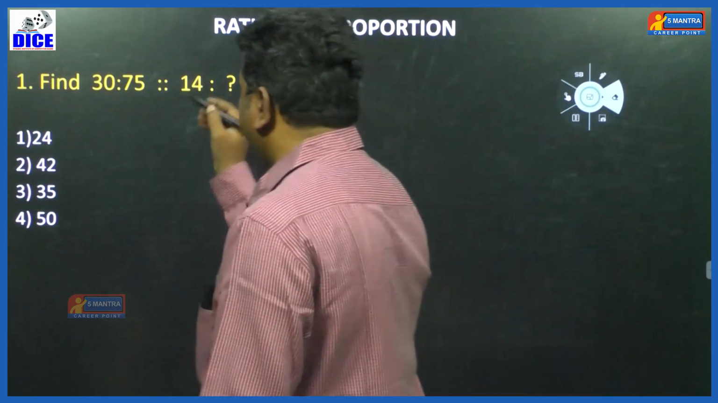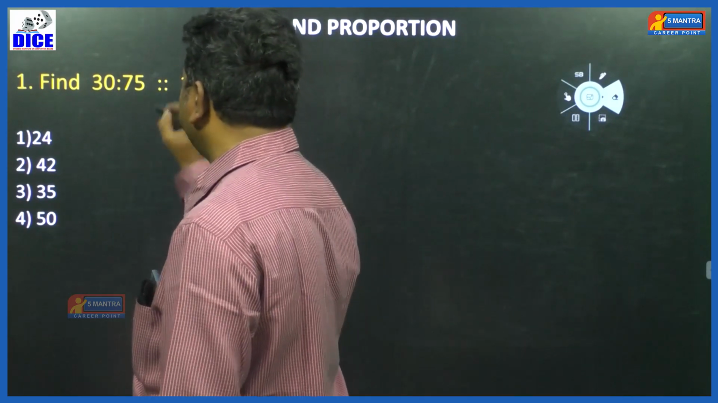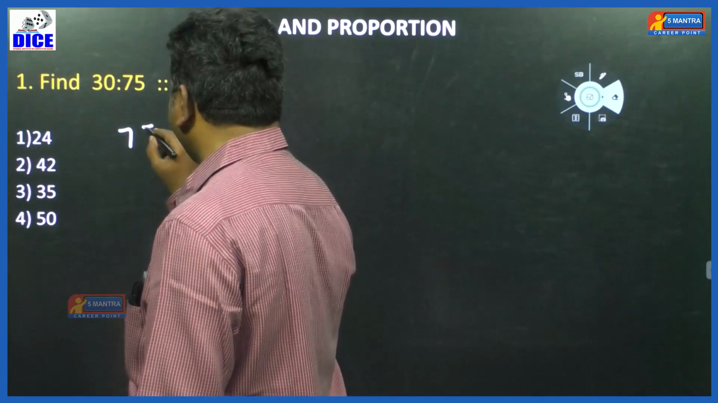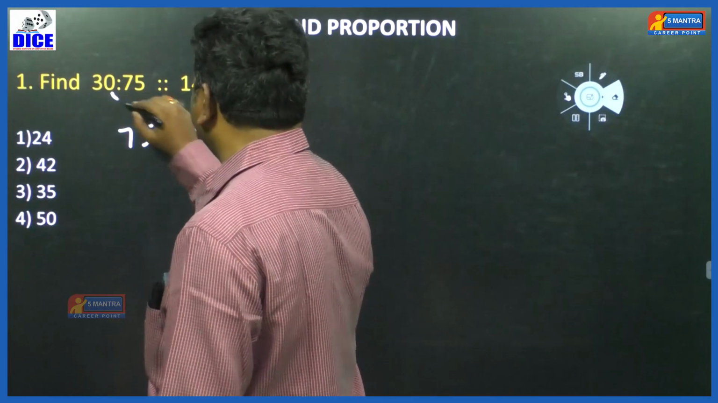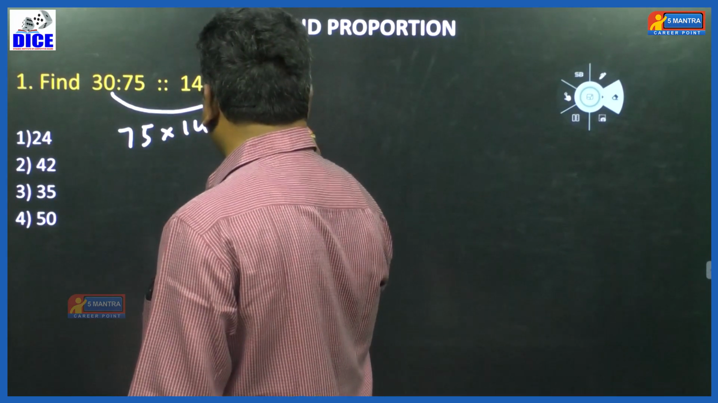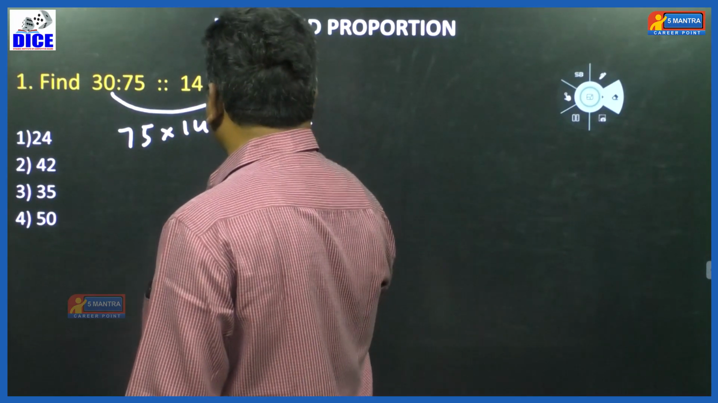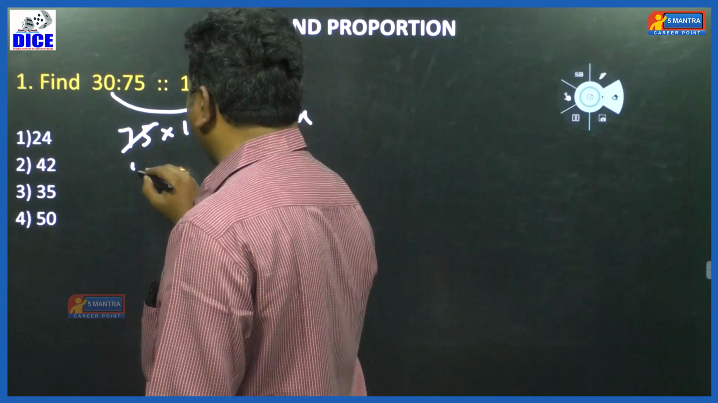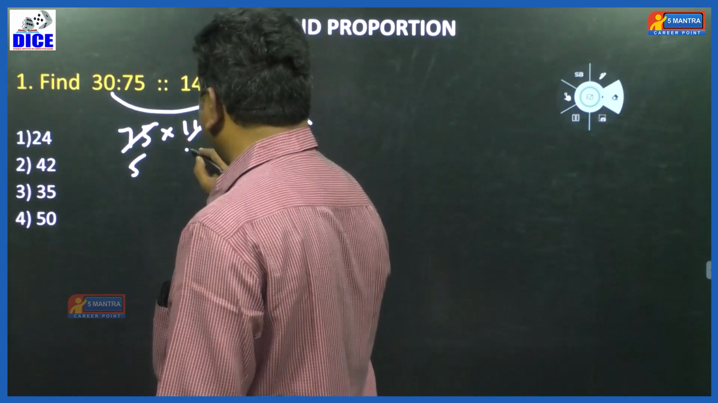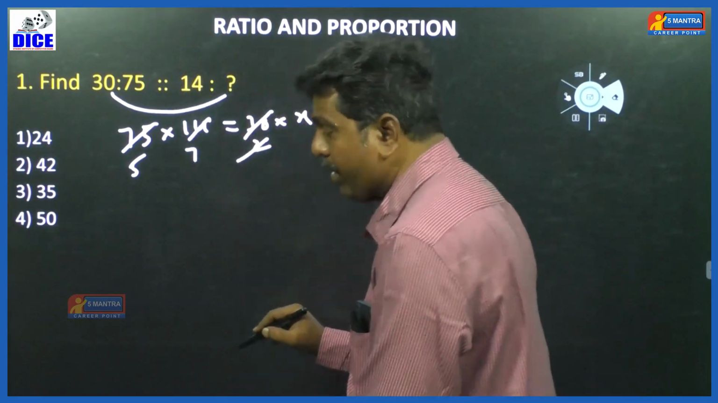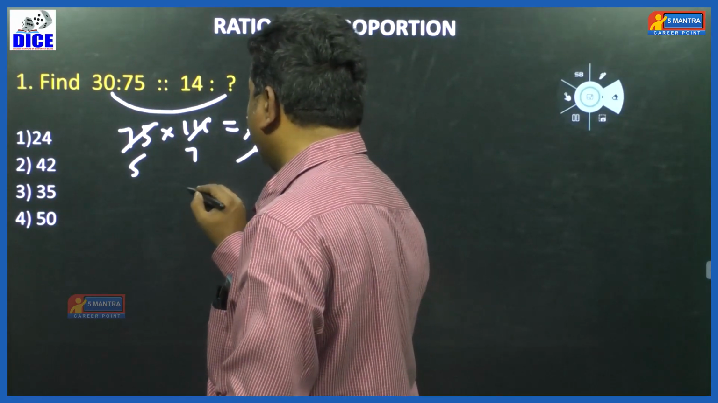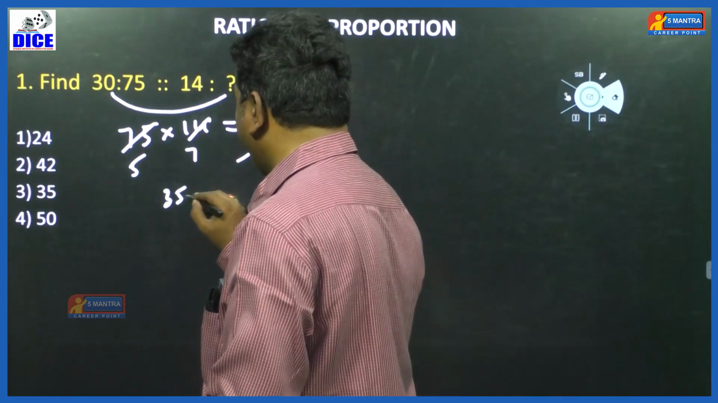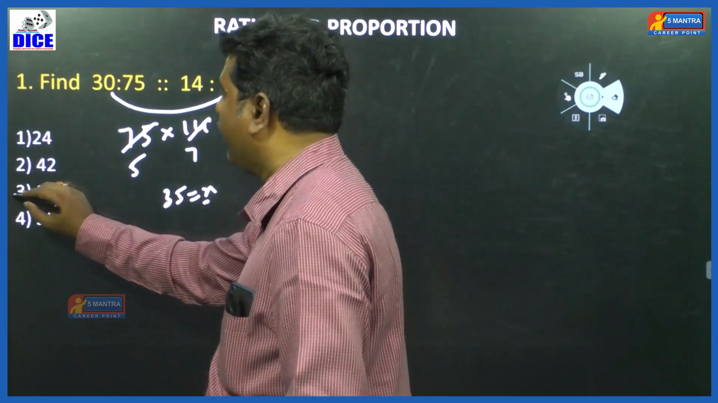See here once again. The value becomes product of means 75 into 14 is equal to extremes, this is 30 into x. 15 2s, 15 5s, 2 1s, 2 7s. So therefore x is equal to 5 into 7. 35 is the required answer. So the answer is 35.